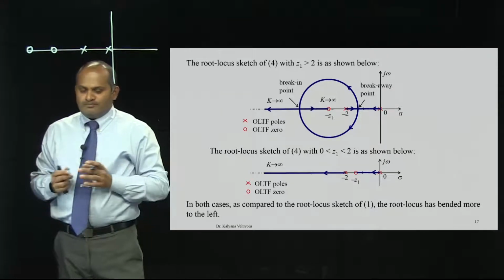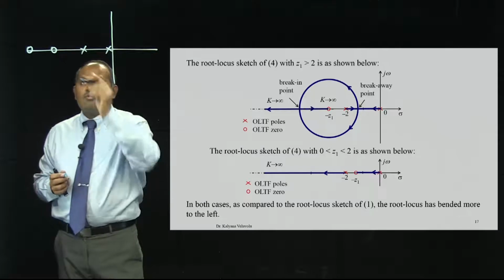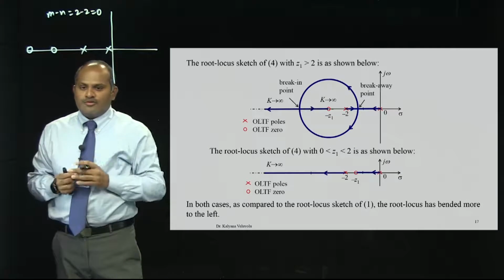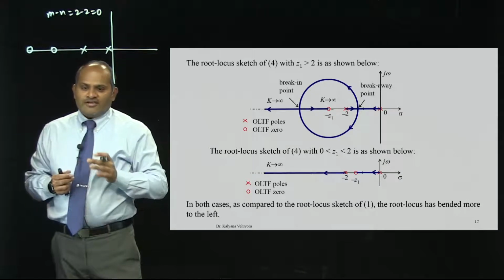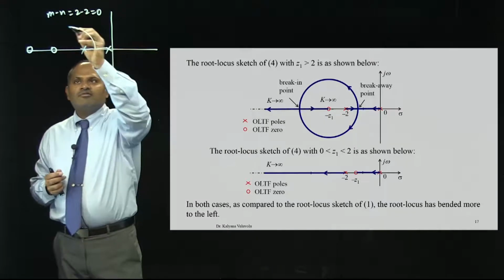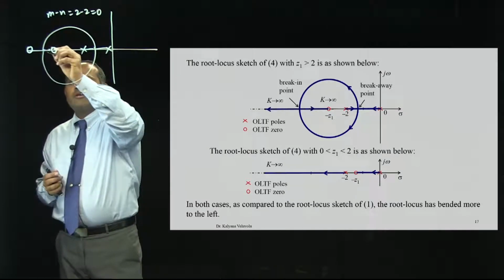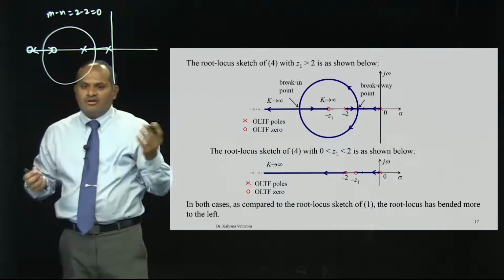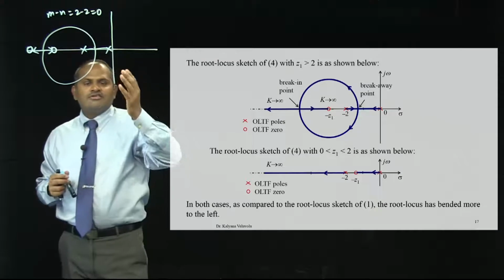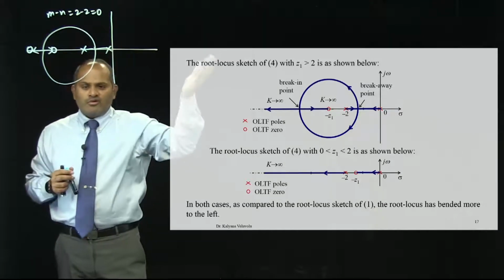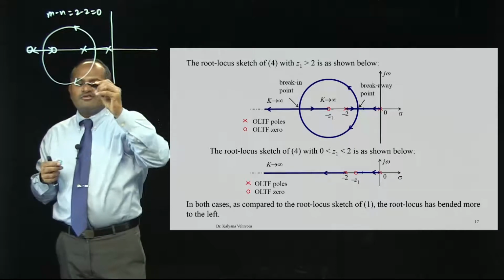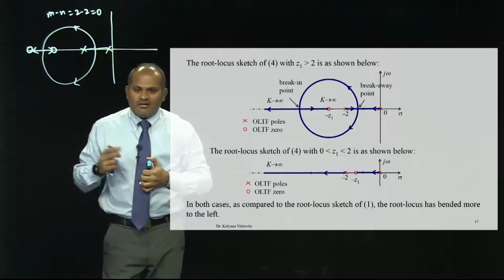asymptotes? No, no asymptotes, because n minus m is equal to 2 minus 2 equal to 0. So, no asymptote. If you actually analyze, there will be one breakaway point and one break-in point. So this is breakaway, break-in, this goes to this 0, this goes to this 0. So simple. So the system is never unstable. The reason is the root locus will never go to the right hand side. Root locus bends in this direction. So that's with 2 poles and 2 zeros.